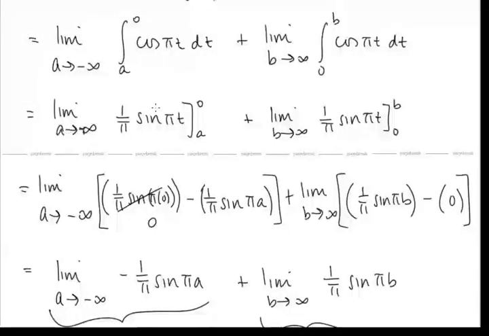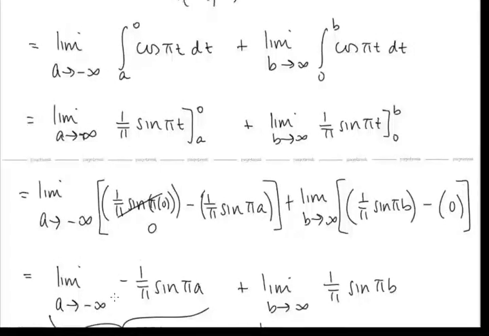Now we're going to compute each of those integrals, plug in our bounds, subtract, then take our limits. Integrating, we get 1 over pi sine pi t, plugging in 0 and a here, plugging in b and 0 here. Remember that sine of 0 is 0, so this term goes away, as does this one here. So we've got limit as a goes to negative infinity, negative 1 over pi sine pi a, and limit as b goes to infinity, sine pi b. So what are these limits equal to?